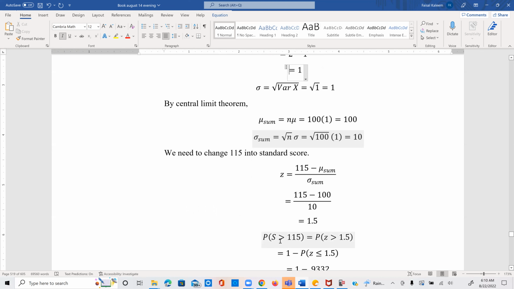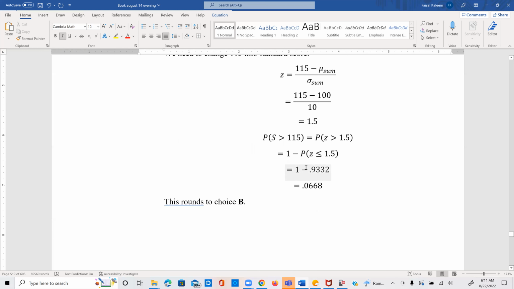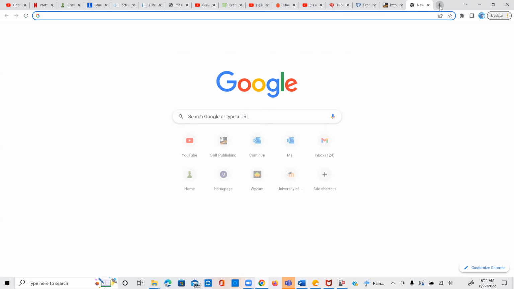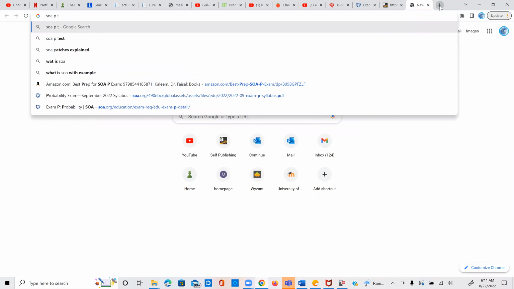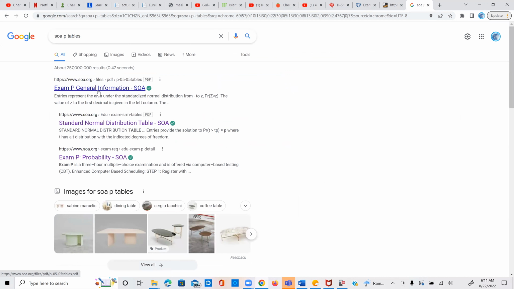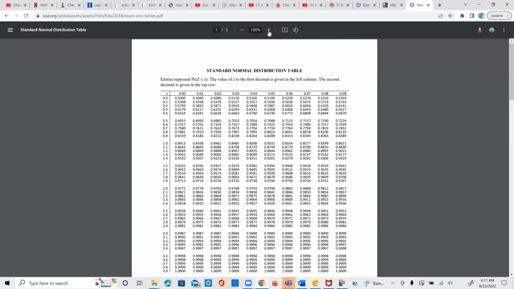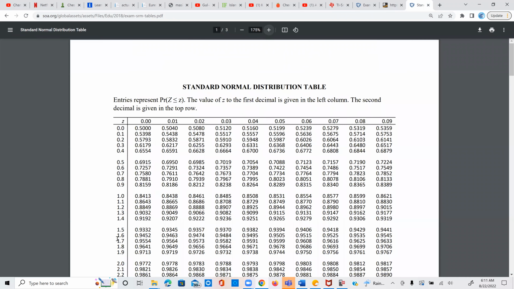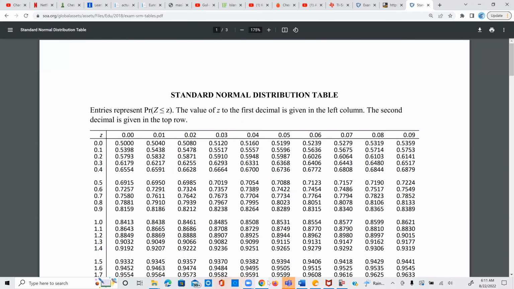And therefore, the probability that the sum is greater than 115 is the same as probability z greater than 1.5, which is 1 minus probability z less than or equal to 1.5. And from the tables, let's pull out the table. So we were looking for 1.5, and that's 0.9332, as you can see from here, 0.9332.